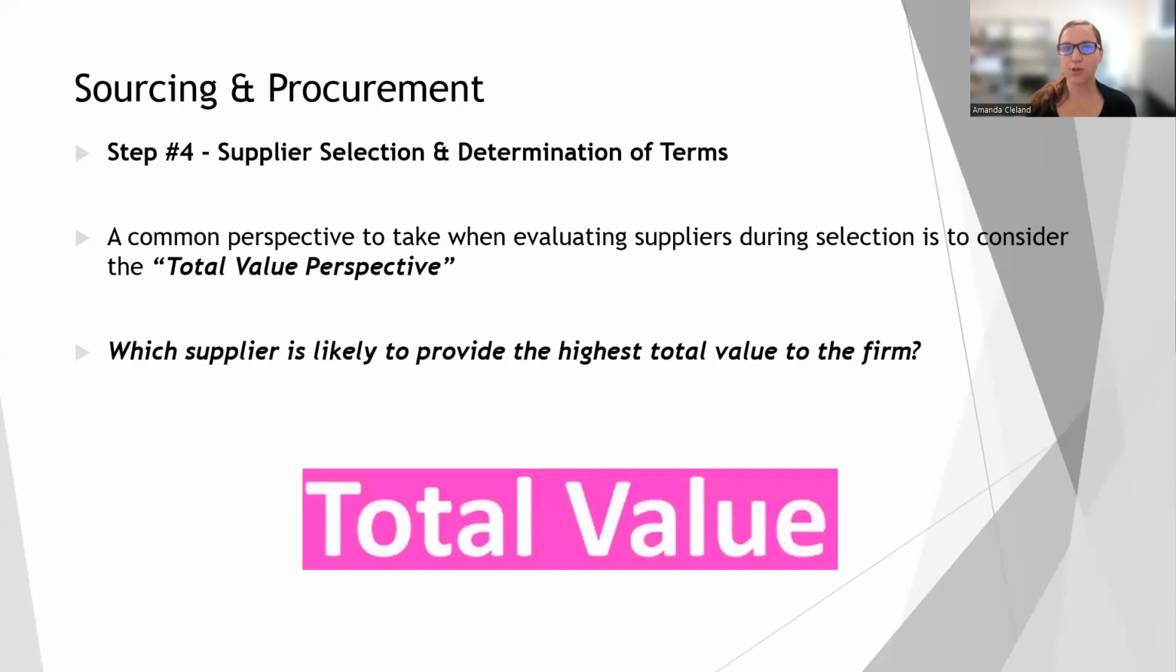A very common perspective to take when evaluating suppliers during selection is to consider what is called the total value perspective. And what that boils down to is which supplier is likely going to provide the highest total value to our firm for the long-term relationship. Again, sometimes you can look short-term, but who is going to provide the highest total value long-term to the firm? And sometimes that's a very hard question to answer.